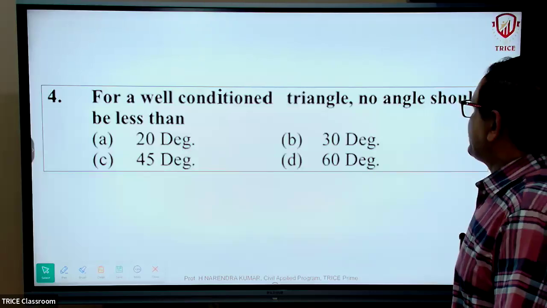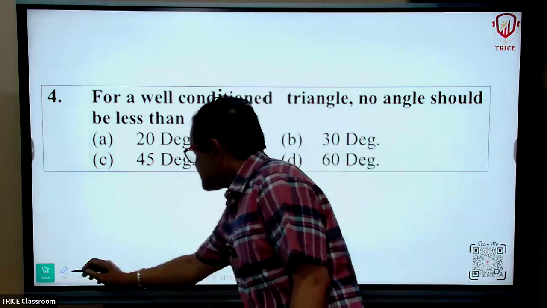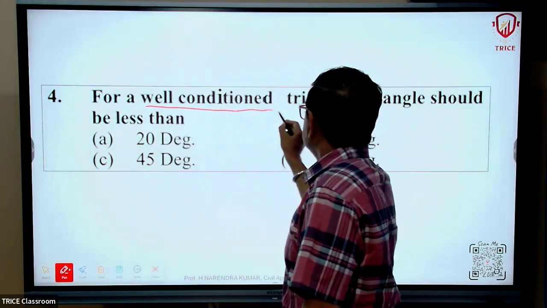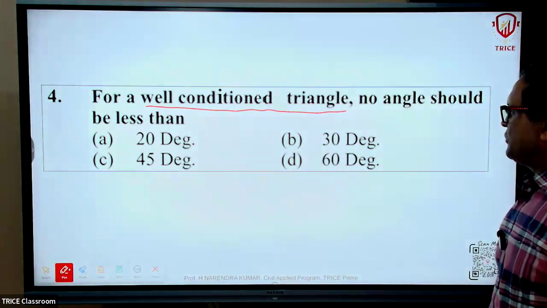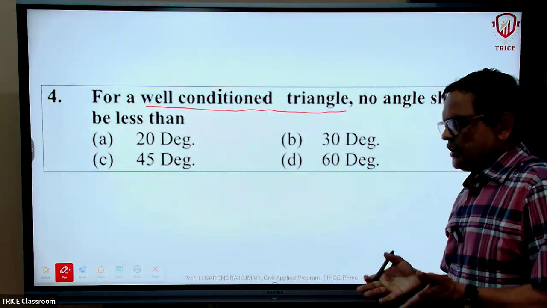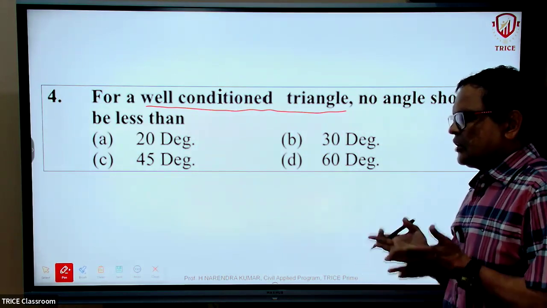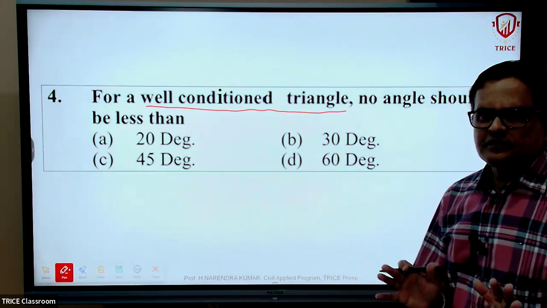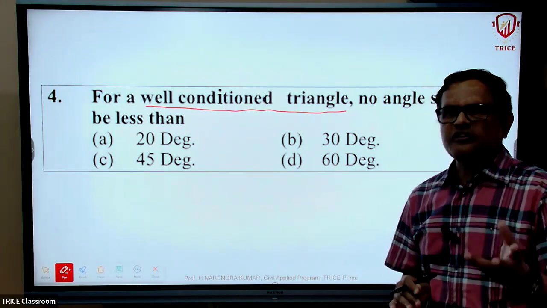For a well-conditioned triangle, no angle should be less than what? So here, first of all, I need to understand what a well-conditioned triangle is, in the sense of surveying. A well-conditioned triangle is one in which the angles are not less than 30 degrees and not greater than 120 degrees. Those triangles are called well-conditioned, right?